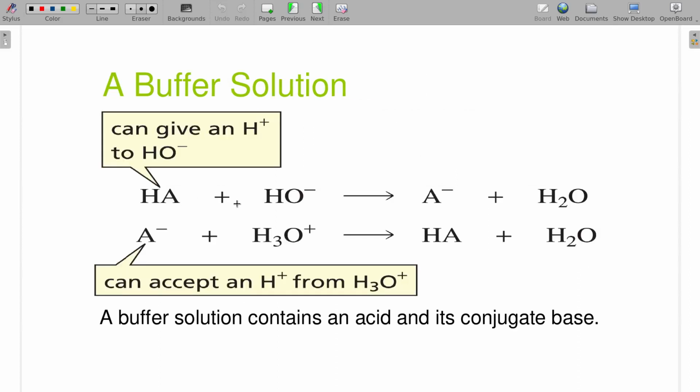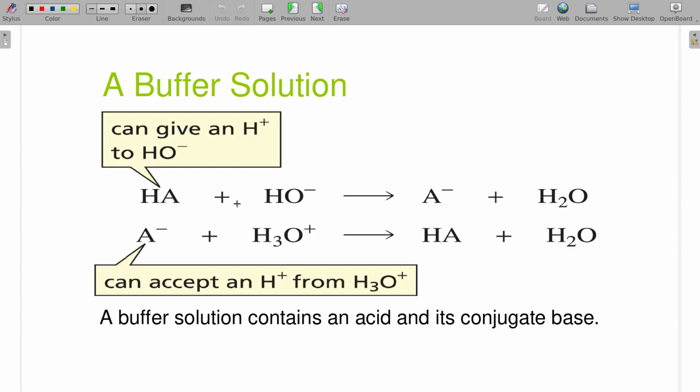All right. Next little thing we're going to do is talk about some of the other terminology. Buffers was something we brought up, and in Chem 2, we did some calculations with buffers. Here we just want to talk about the fact that a buffer solution is made up of an acid and its conjugate base.